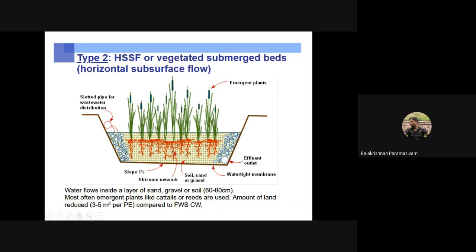Here sedimentation and anaerobic treatment will happen, and all the physical processes, sedimentation, absorption and others will happen here. Also phytoremediation and microbial degradation will happen, and finally at the bottom of the tank we collect the effluent. So all the processes are used. Here the water flow inside the sand layer will be 60 to 80 centimeters. Emergent plants like cattail and reeds are used. The land area requirement is 3 to 5 meters squared.